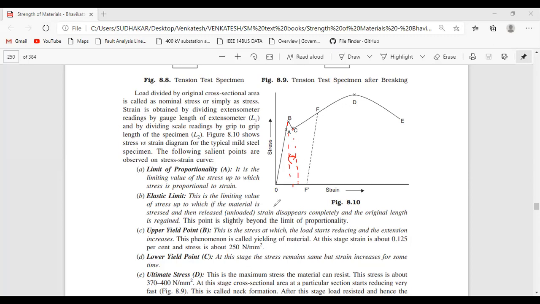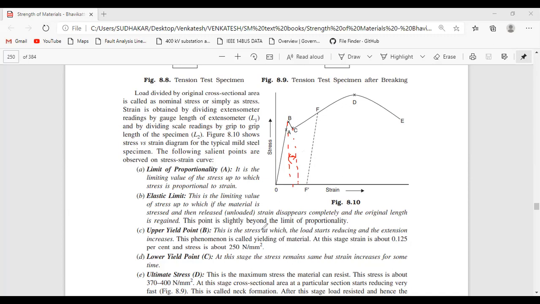Look at this: the load starts reducing and the extension increases. This phenomenon is called yielding of the material. At this stage, the strain is about 0.125% and the stress is about 250 newton per mm square. This is the stage of the yielding point. At the yielding stage, even with the reduction of stress, the strain increases.